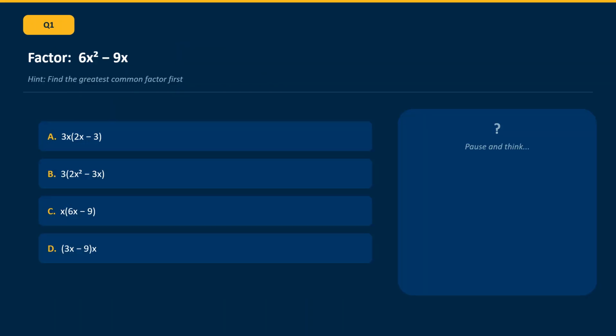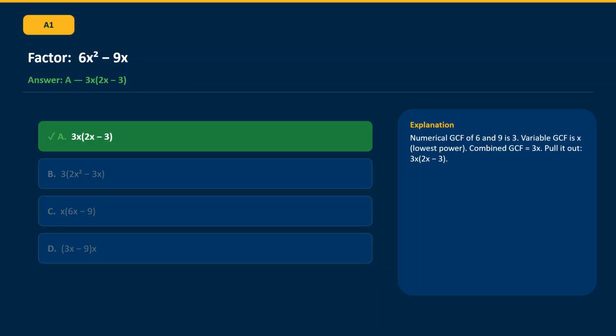Question 1. Factor 6x squared minus 9x. Take a moment to think about which pattern applies here. Look at the four choices and pick your answer. The answer is A. 3x times the quantity 2x minus 3.